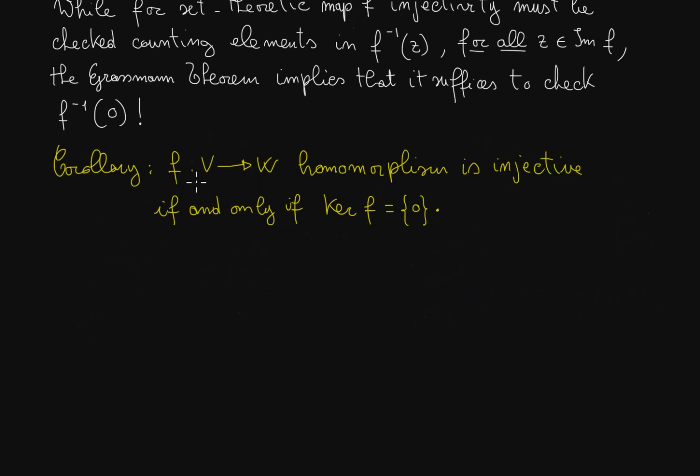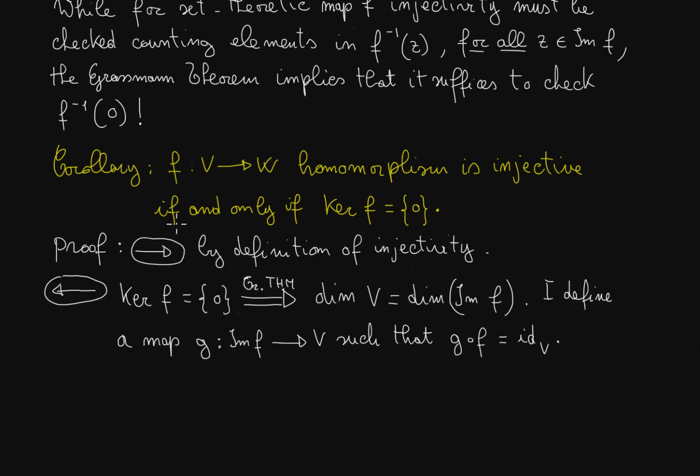Corollary: let F be a homomorphism, then F is injective if and only if the kernel of F is 0. This is just a corollary of the Grassmann Theorem that we stated before, and I anticipated what it means by the discussion we just had.